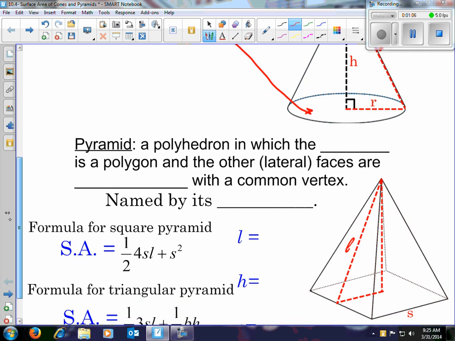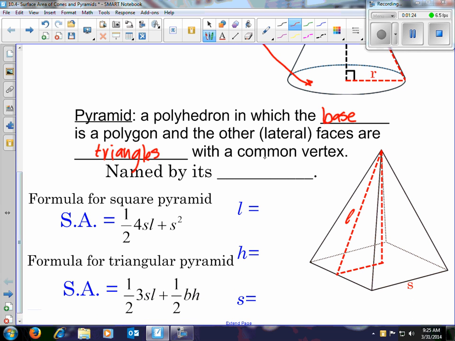Now for the pyramid. It is a polyhedron in which the base is a polygon, and the other lateral faces are triangles with a common vertex. And we name our pyramids using the base name. So, for example, we have a formula for a square pyramid, and we have the formula for a triangular pyramid. A square pyramid is going to be like this one, where it has a square as the base. A triangular pyramid is where we're going to have a triangle at the bottom.